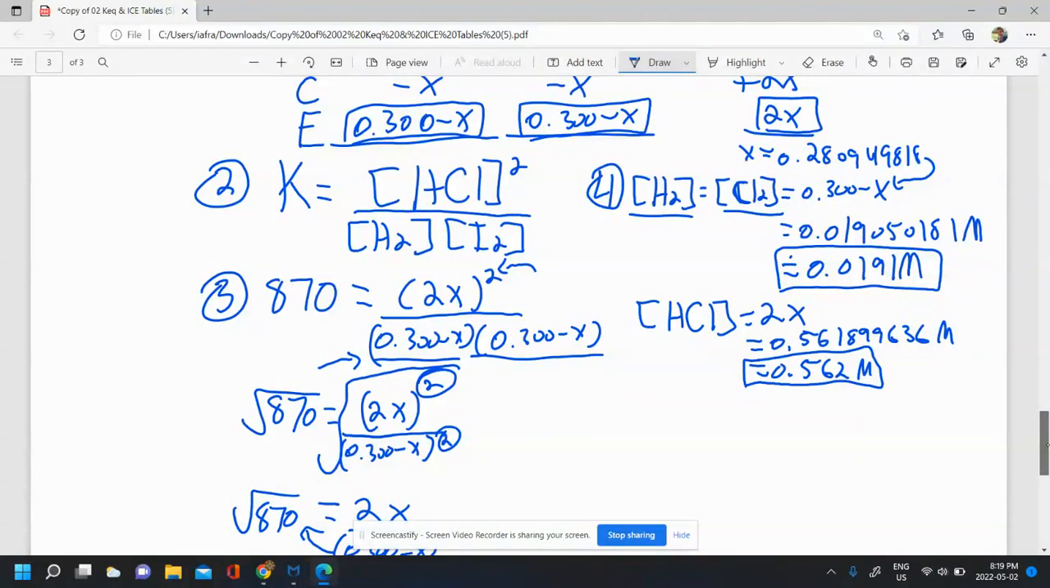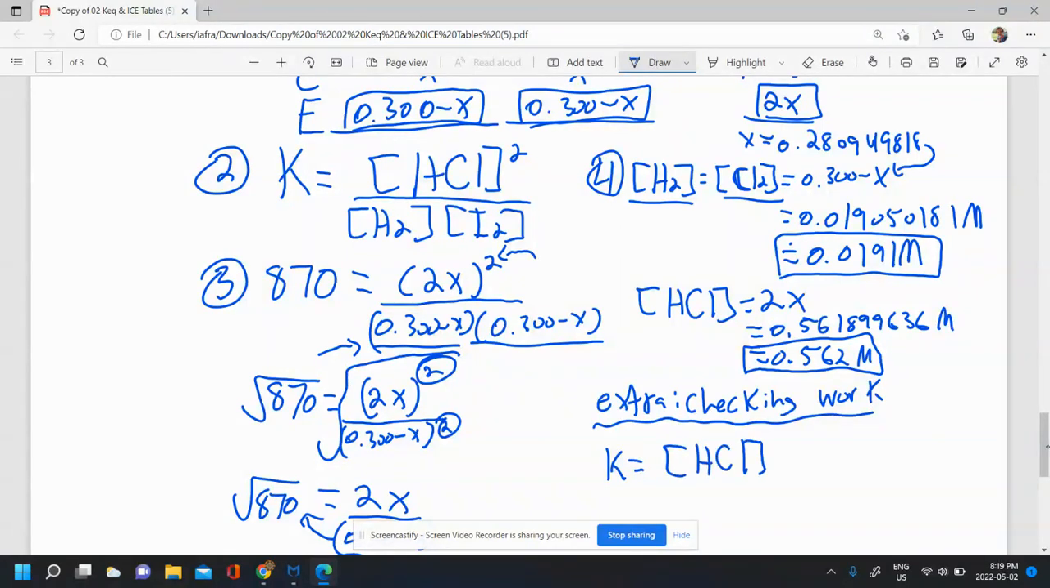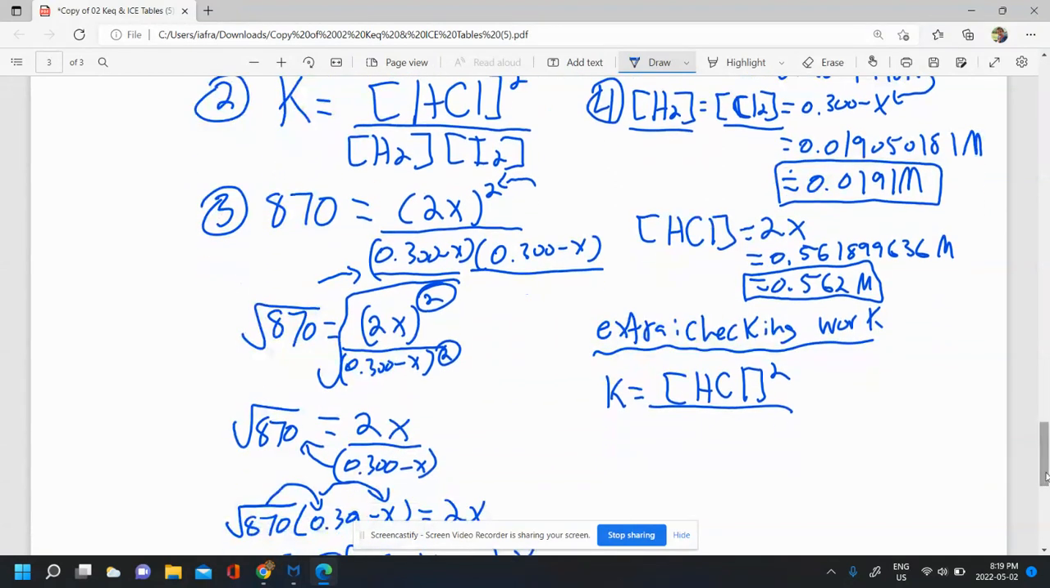You can double check your work. So this is an extra step. Checking work. You can plug in the concentrations that you found into the equilibrium expression. And if you get the equilibrium constant that you were given in the question, 870, then it means you did things correctly. So let's see if this actually works out. Plug in the unrounded values so you can get as close as possible if you're correct.